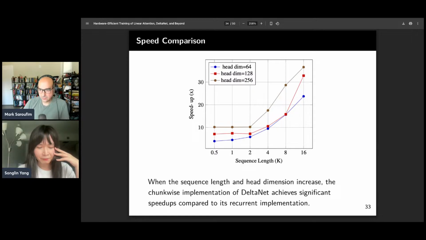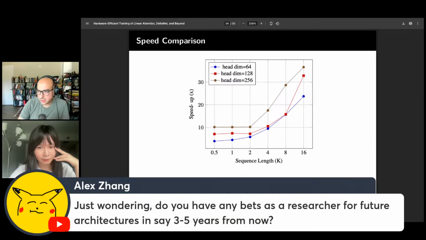Yeah. All right. I see another question from Alex Zhang. Alex is asking, do you have any bets as a researcher for the future of architectures in 3 to 5 years? I guess I'll let you pick the time range you think is most interesting to make predictions on.